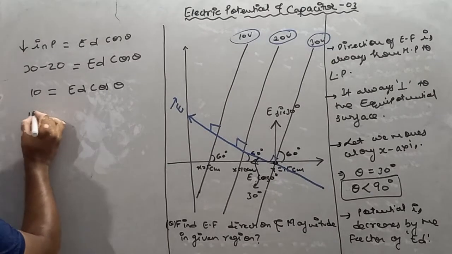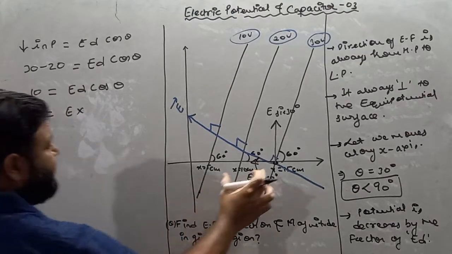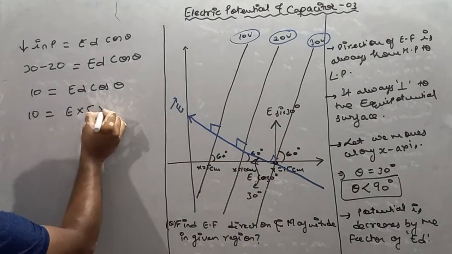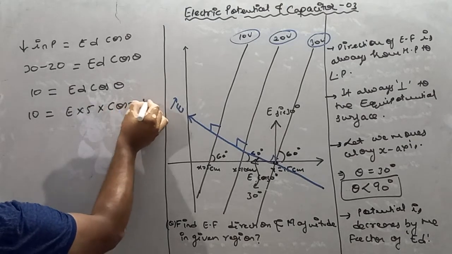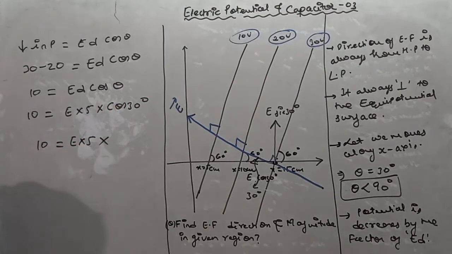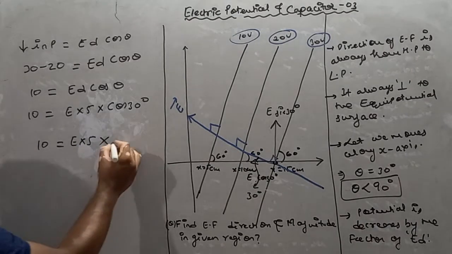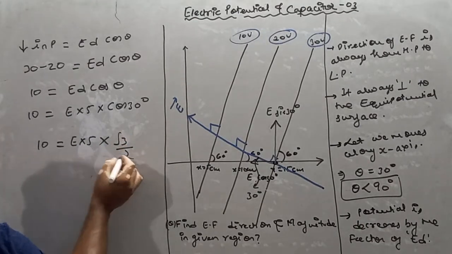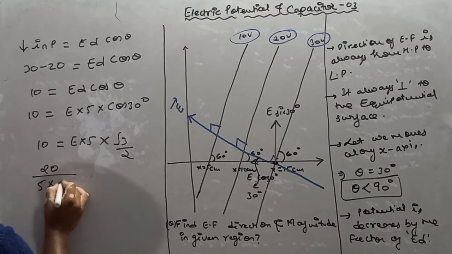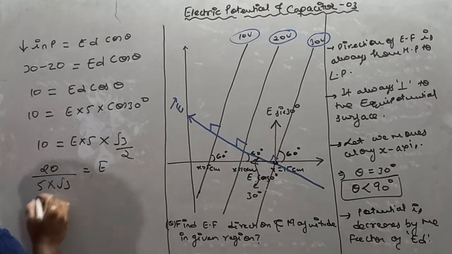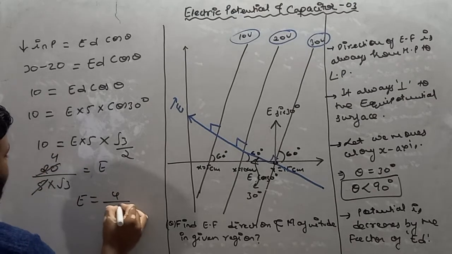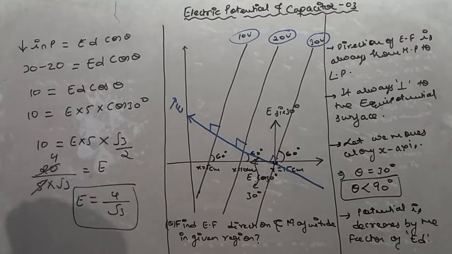So 10 is equal to E into D. This is 15, this is 10, so D becomes 5 into cos theta, which is 30 degrees. So 10 is equal to E into 5 into cos 30, which must be root 3 by 2, my dear student. So 20 by 5 into root 3 is equal to E. 5 4s are 20, so E becomes 4 by root 3. I hope you all understand.